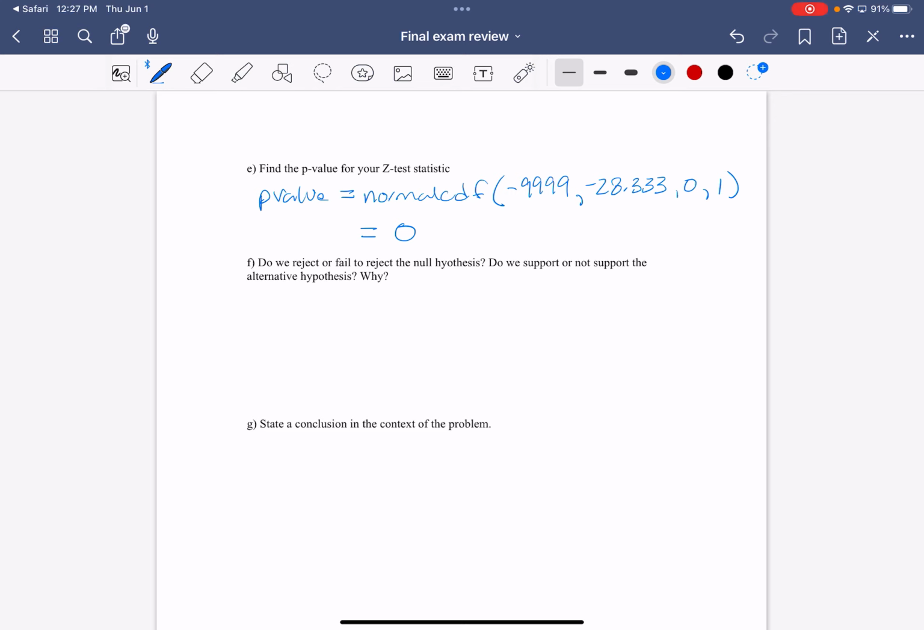Next, we're going to state what to do with the null and alternative hypotheses. Well, our p-value is 0%, which is less than or equal to our level of significance of 5%. So is this statistically significant or not statistically significant? Statistically significant. Good. Do we reject or not reject the null? Reject the null. And support the alternative.